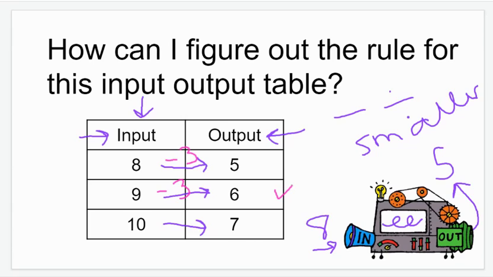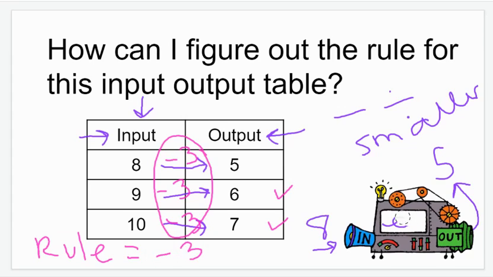Let's check the last one. 10 minus 3 gives me 7. The rule works here as well. Since the rule works on every single value, I have found it. The rule is minus 3. So the rule for this input-output table, or my magical number machine, is minus 3. If I stick the number 8 inside, 3 is taken away, and the number 5 pops out. Let's try identifying the rules on some input-output tables together.